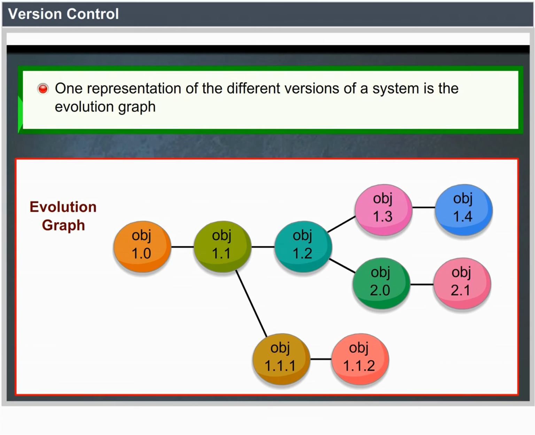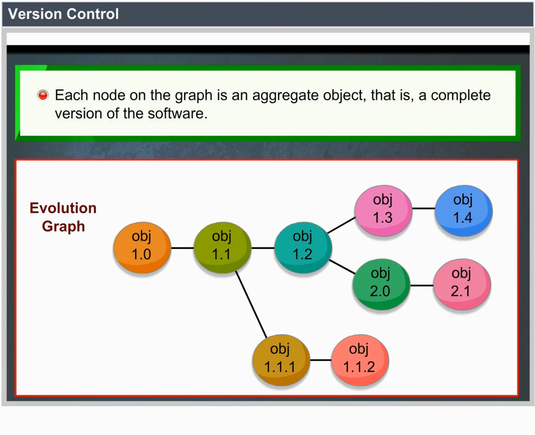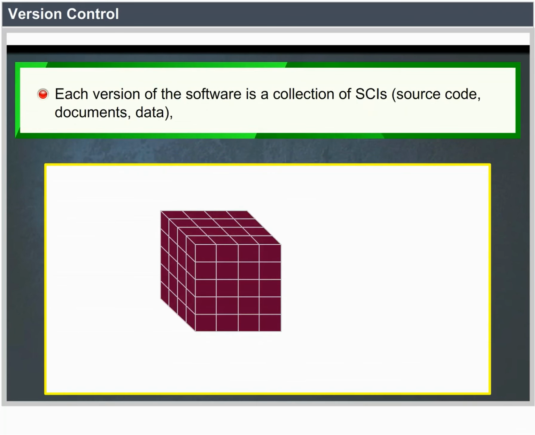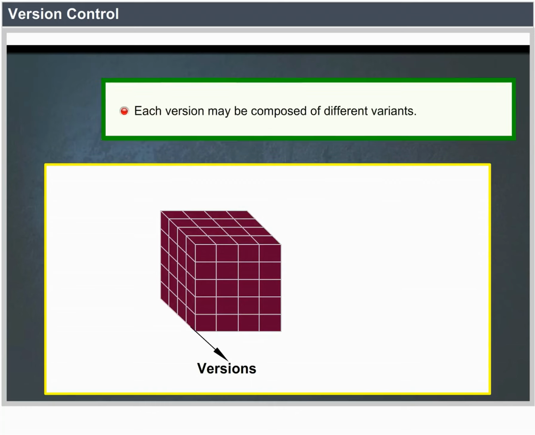Each node on the graph is an aggregate subject, that is, a complete version of the software. Each version of the software is a collection of SCIs: source code, documents, data. Each version may be composed of different variants.